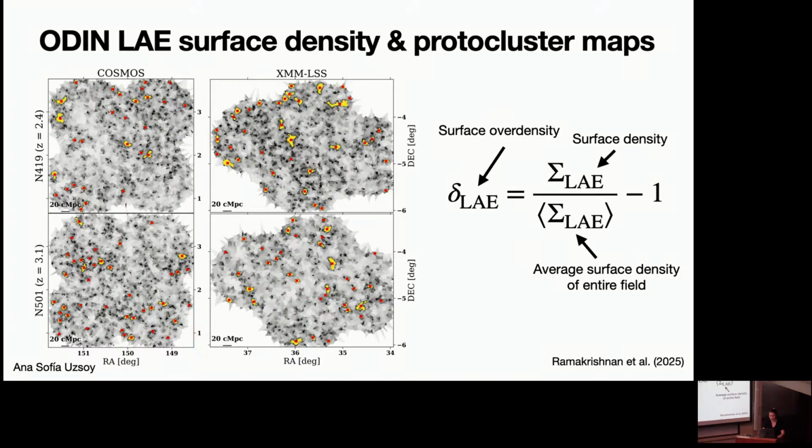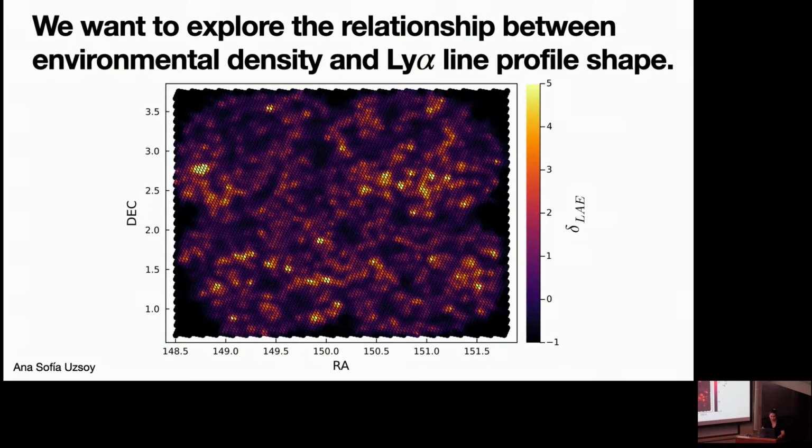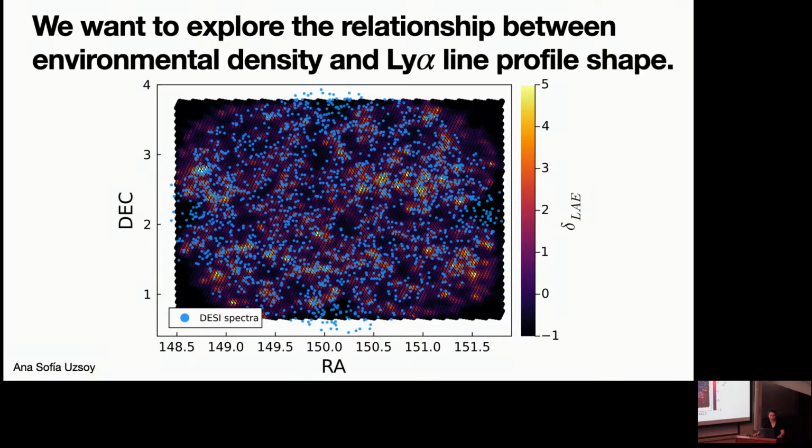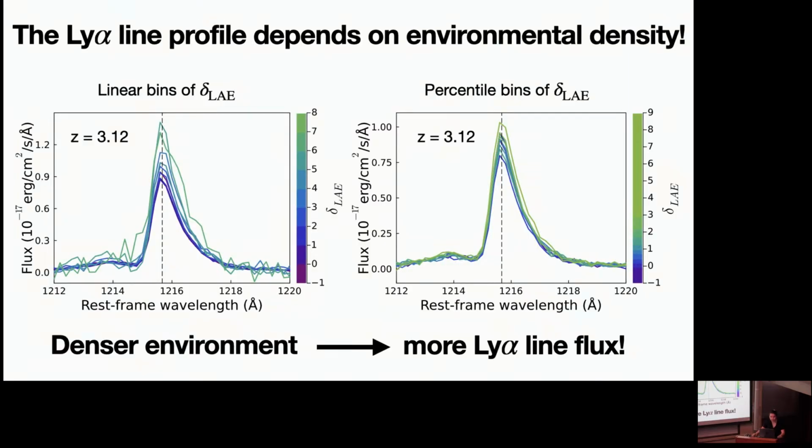Once we have these surface density maps and the DESI spectra, we want to explore the relationship between the environmental density and the shape of the Lyman alpha line profile. This is the surface density maps, and these are all the places where we have DESI spectra. Then we can take these DESI spectra and stack them in bins of delta LAE to explore that relationship. And what we find is that the Lyman alpha line profile does depend on environmental density.